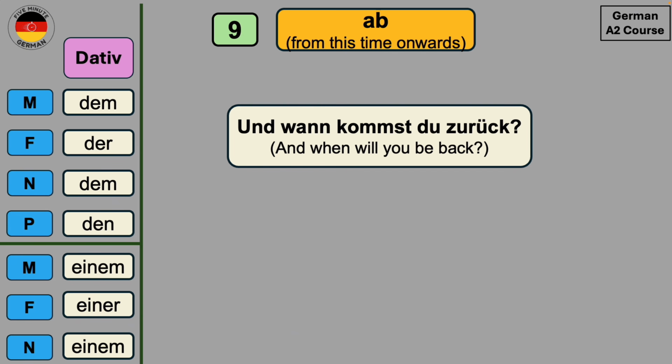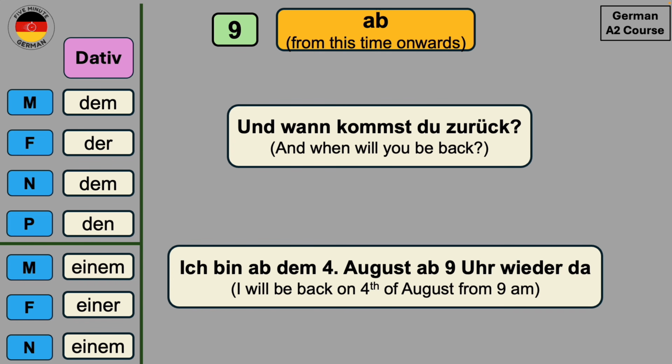Then you can answer this by saying Ich bin ab dem 4. August ab 9 Uhr wieder da. I will be back on 4th of August from 9 a.m. So you see we use ab dem over here because the months are always masculine. However, with time, we don't need to use any article and we just say ab 9 Uhr.